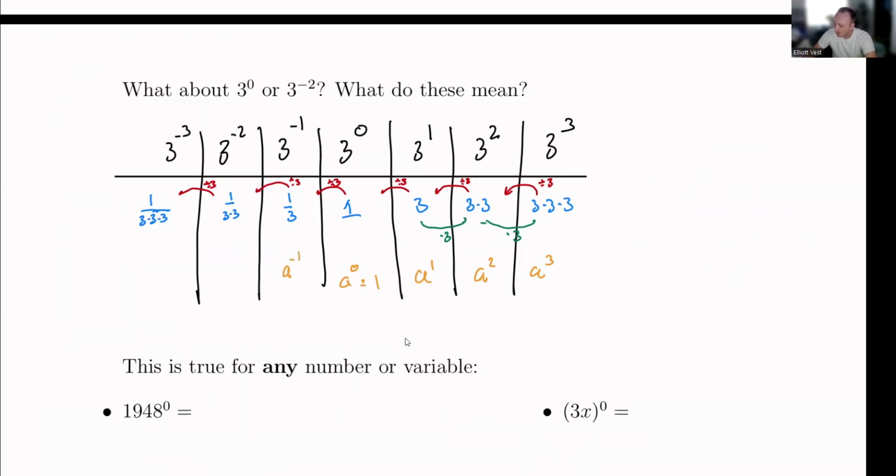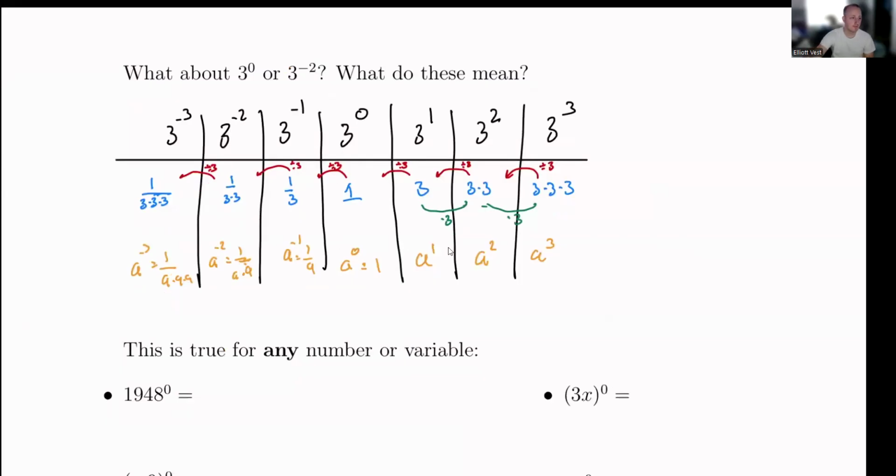And similarly, a to the negative 1 power is equal to 1 over a, a to the negative 2 power is equal to 1 over a squared, a to the negative 3 power is equal to 1 over a cubed. Or I'll say a times a times a. And for a squared, it's kind of like I'm dividing by a twice. So I have a times a like that too. So it works for any number and any variable like so.